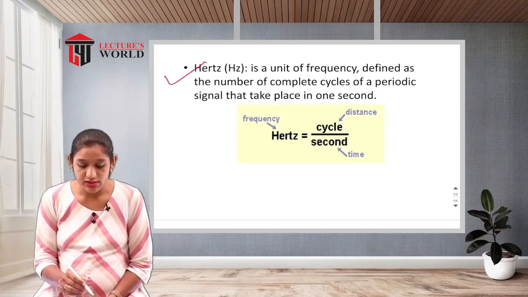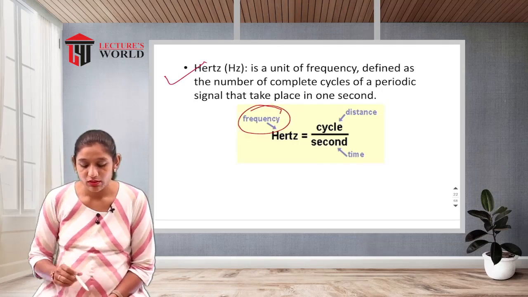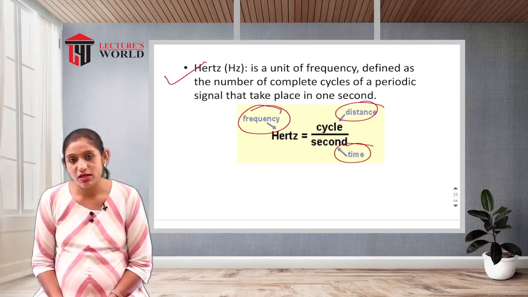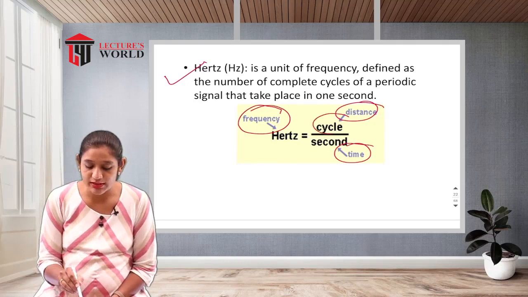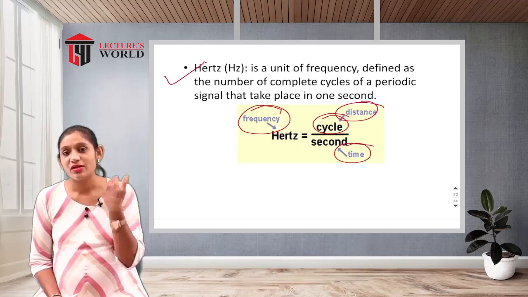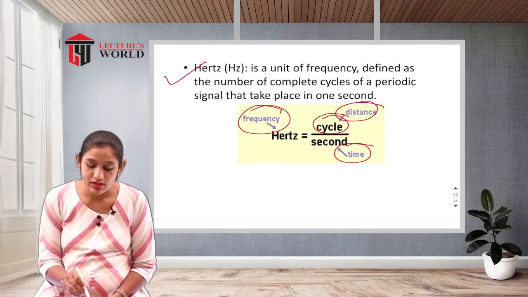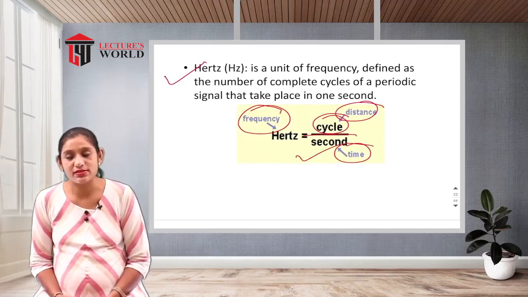Okay. See, this is the frequency, this is the distance and this is the time. Hertz is equal to how many cycles of the sound are depicted in 1 second. These are the cycles and these are the seconds. This is the time.